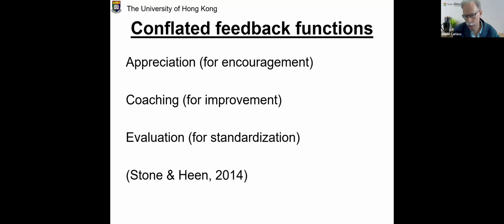But in feedback conversations, I think these get muddled together. That is a major barrier to all kinds of feedback interactions, including between you and your husband or wife, boyfriend, girlfriend, your teenage children, etc. And it can be very difficult to give feedback in daily life. And I think it's partly to do with these confused functions.